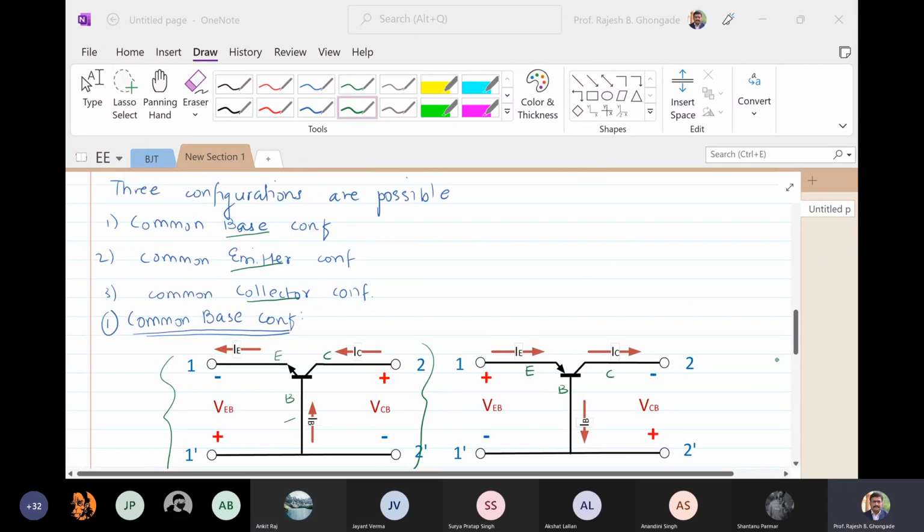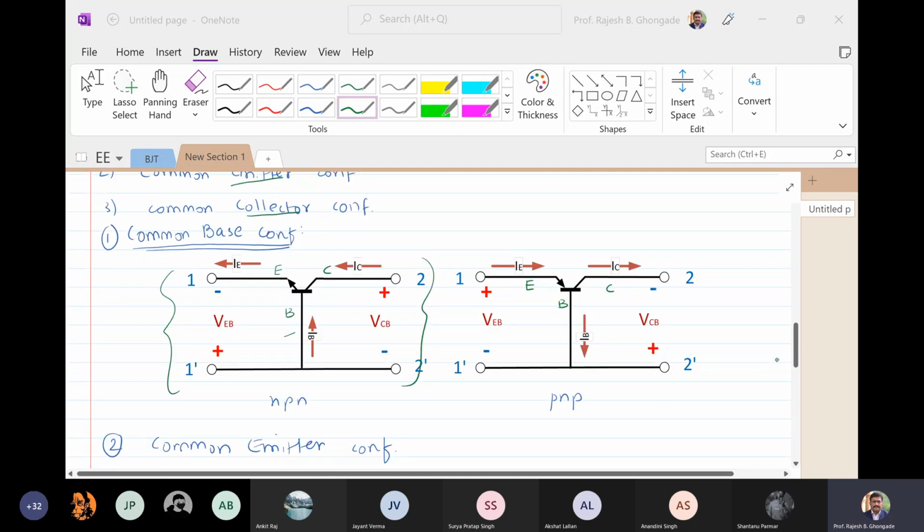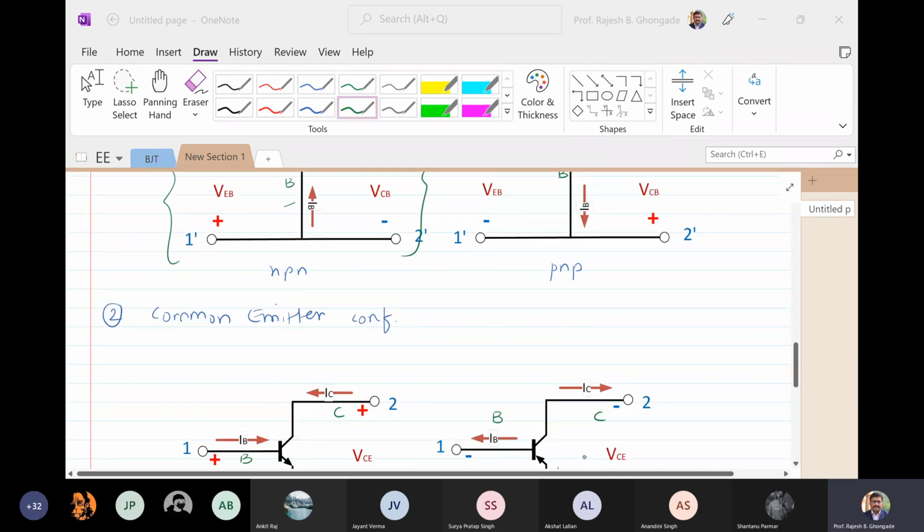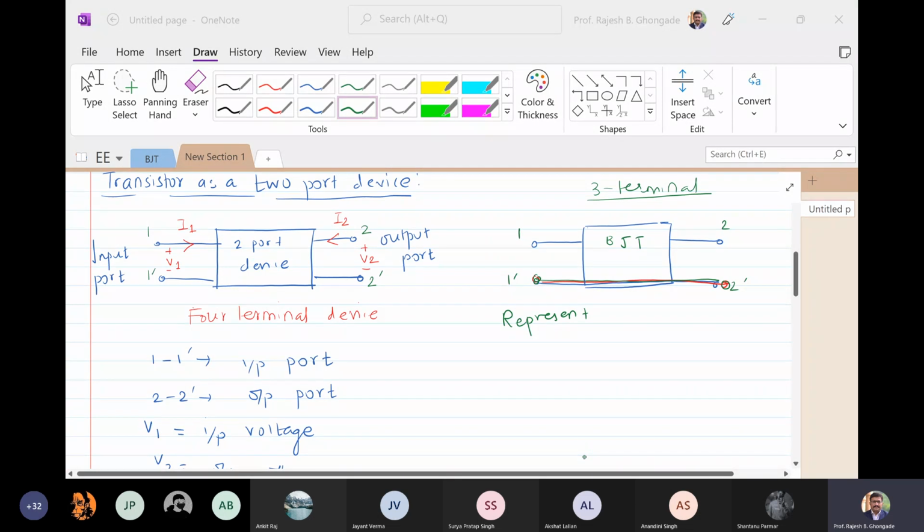So why we have difference? Why are they different? Because every time we have different terminal common to both input and output ports. Now based on these configurations, we have different characteristics of the device. अच्छा, पहली बात, we are representing this as a two port device, right? तो यहाँ पे इनपुट करंट है, इनपुट वोल्टेज है, आउटपुट करंट है, आउटपुट वोल्टेज, ठीक है ना?